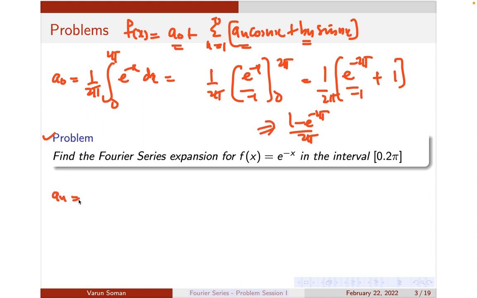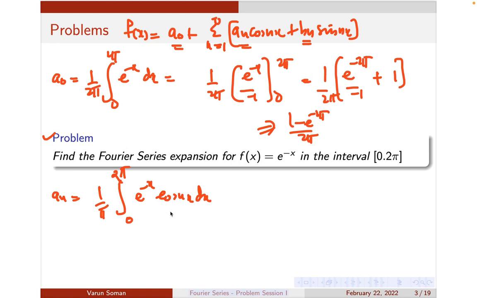When you find the value of a n, it is simply 1 by pi integral 0 to 2 pi e raised to minus x into cos nx dx. So when you write for the examination, first you write down the formula of a n, which is nothing but 1 by pi integral 0 to 2 pi f of x into cos nx dx, and then you substitute, because the formula would usually carry 1 mark. So you have to do that also. I hope this is clear.